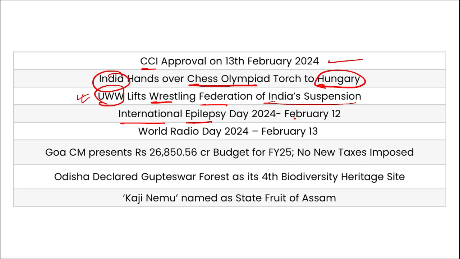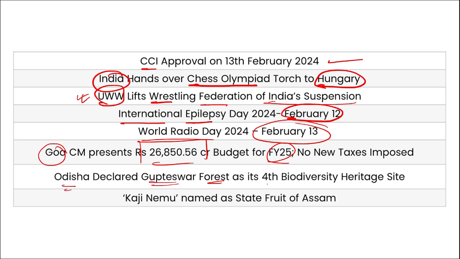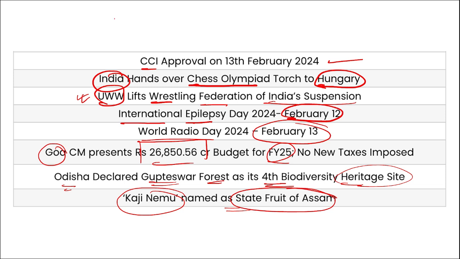International Epilepsy Day on 12th of Feb, World Radio Day on 13th of Feb, and Goa's Chief Minister presented the budget for fiscal year 25 for Goa worth 26,850 crore rupees. Odisha declared Gupteshwar Forest as their fourth biodiversity heritage site, and Kaji Nemu named as the state fruit of Assam state. So these are some important current affairs for the day, friends.